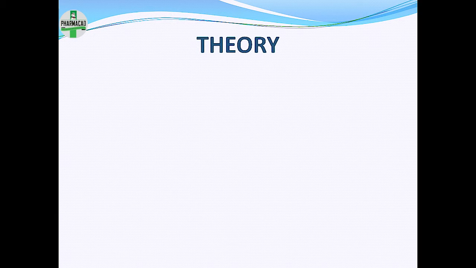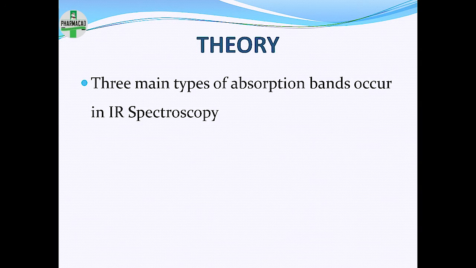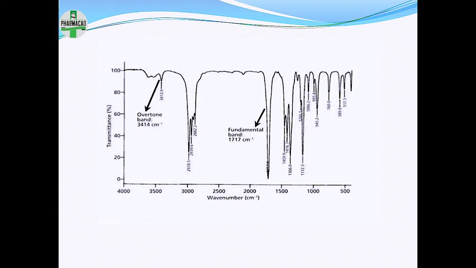So moving on to the theory of IR spectroscopy, a typical IR spectra basically consists of three types of absorption bands. So there are three main types. First is the fundamental band, then we have the overtone bands and the combination bands. So students, let us have a look at the fundamental bands. So what are fundamental bands? Basically, fundamental bands, as you can see in this diagram or the spectra.